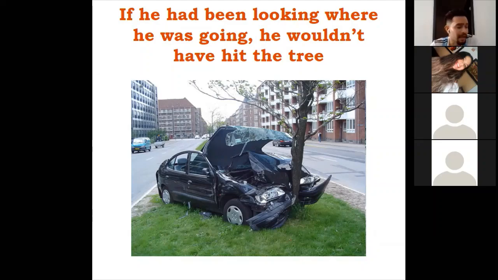Excellent. So guys, is this clear? Like how to use conditional type 3? Guys, is it clear how to use conditional type 3? Yes, mister. That is a little bit difficult, because you are not used to it, right?